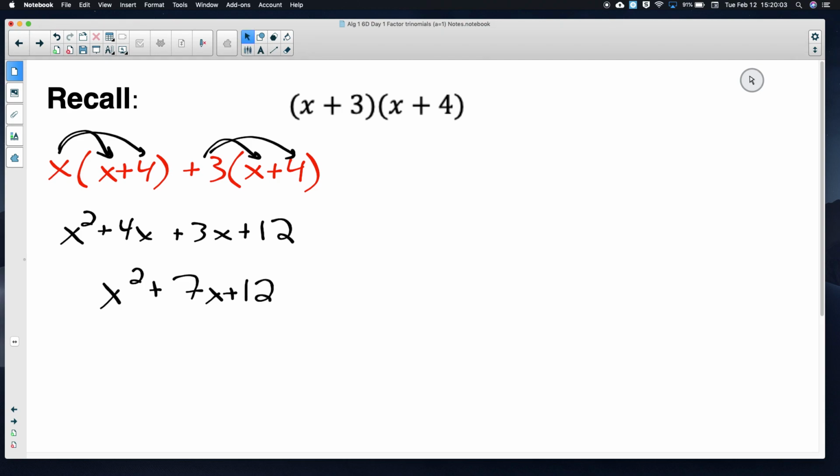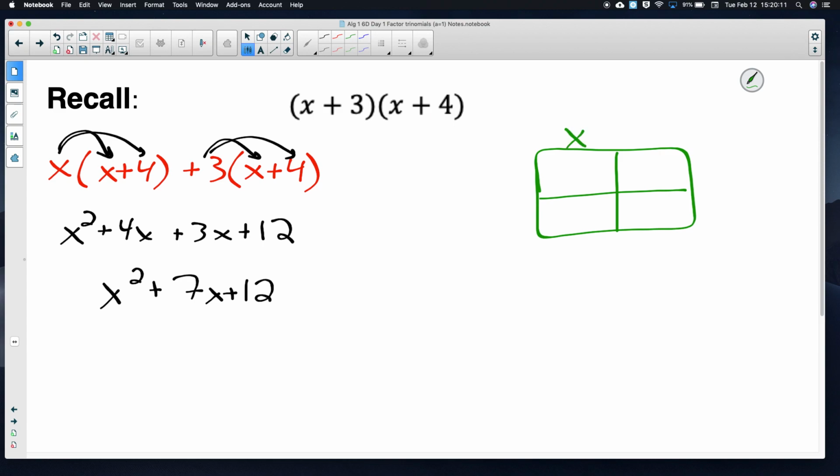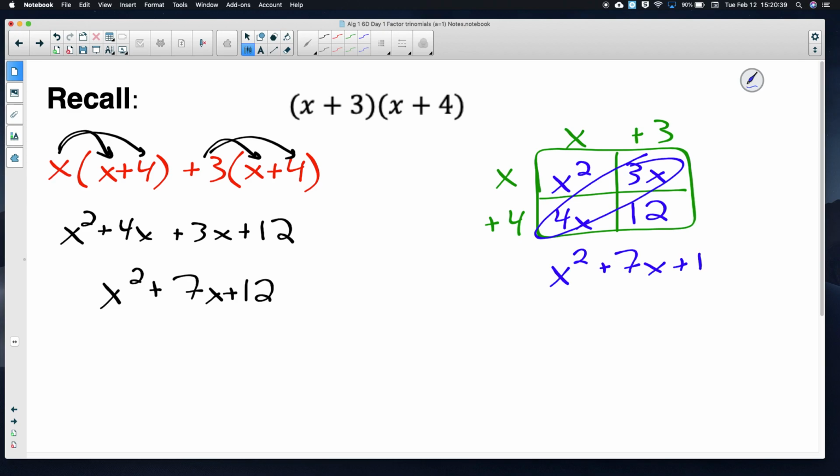Another way that we can multiply these is by using a box. So if I create a box, on the top I'm going to have x and then plus 3. Vertically I'm going to have x plus 4. And then I'm just going to multiply these together. So I've got x times x is x squared, 3 times x is 3x, x times 4 is 4x, 3 times 4 is 12. So if I combine my terms, I'm going to have x squared plus 7x plus 12. This box is going to be very helpful over our next couple of videos.